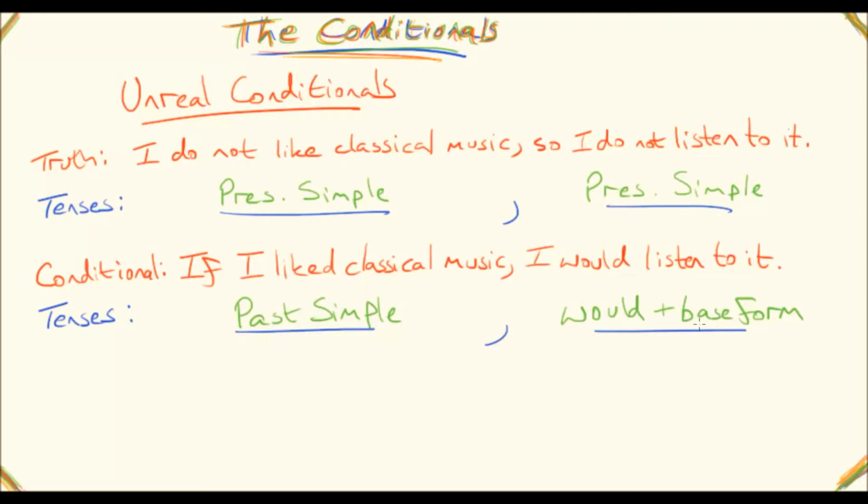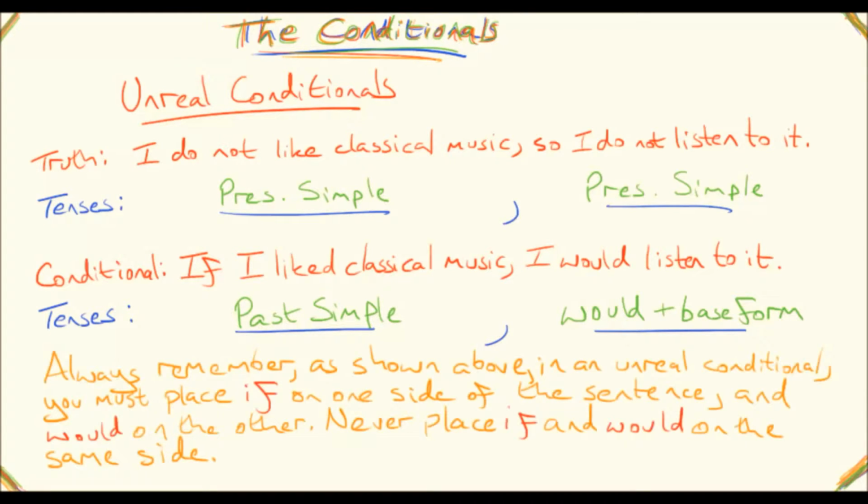We're going to examine that in just a moment, but at this point I want to give you another thing to remember, and that's this. Always remember, as shown above, in an unreal conditional, you must place if on one side of the sentence and would on the other side. Never place if and would on the same side. This is in fact a mistake made by many native speakers, and we'll come to address the reasons behind that mistake a little bit later. But if on one side, would on the other.